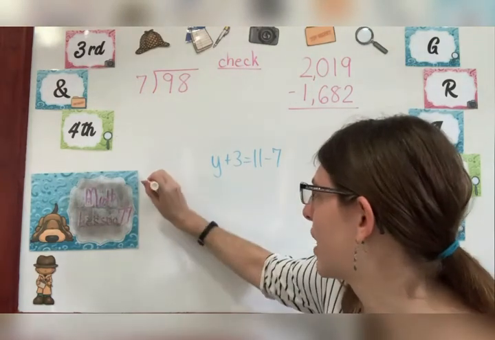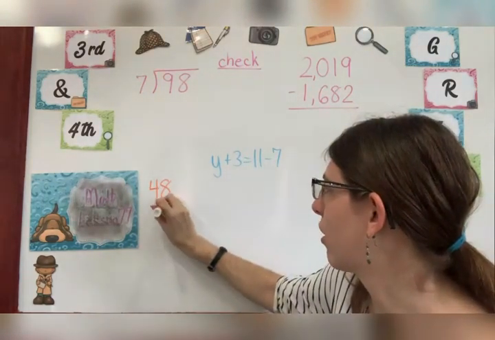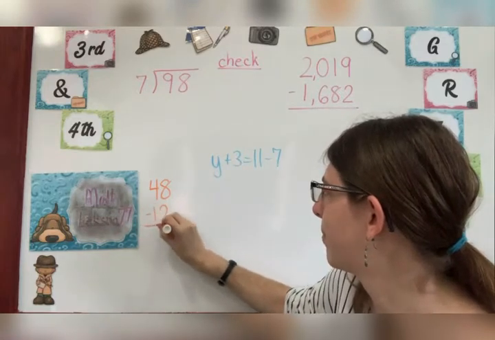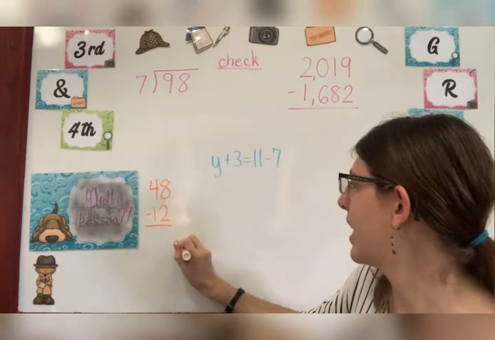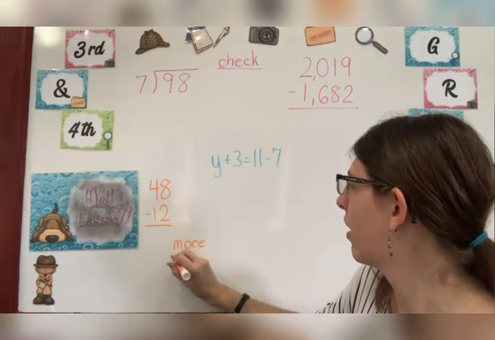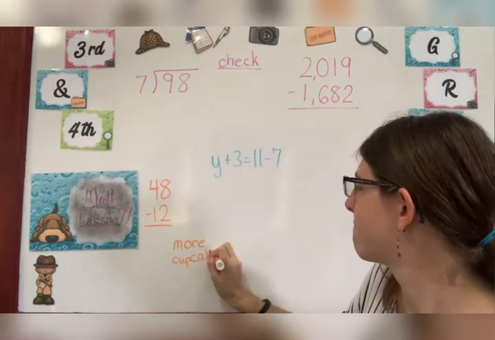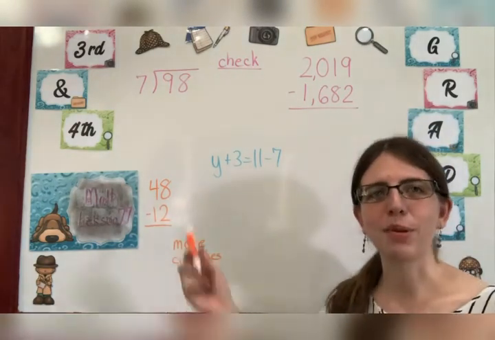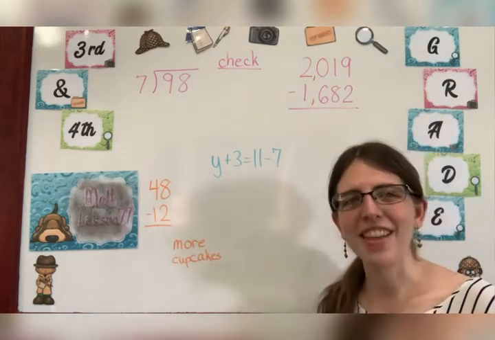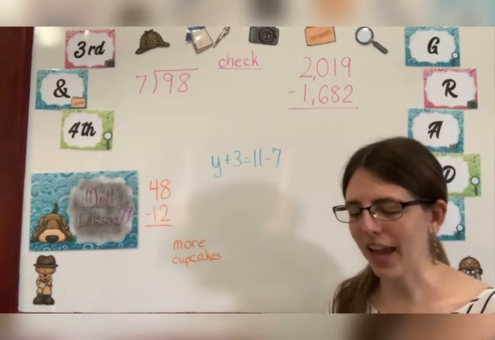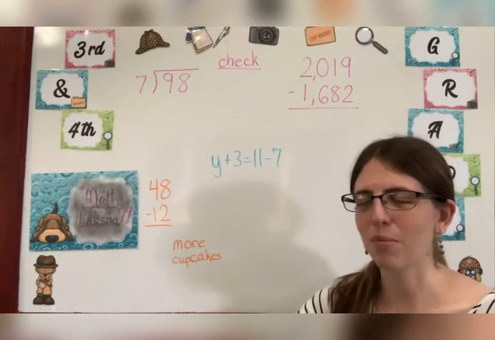So you put the bigger number, 48, on the top. Then you put your smaller number, 12, on the bottom. And you subtract to find out how many more cupcakes. Make sure you put this in your workspace and put the answer with more cupcakes on the line. Okay, now let's move on to number 2, or of course you can pause your video and finish your story problems before moving on.